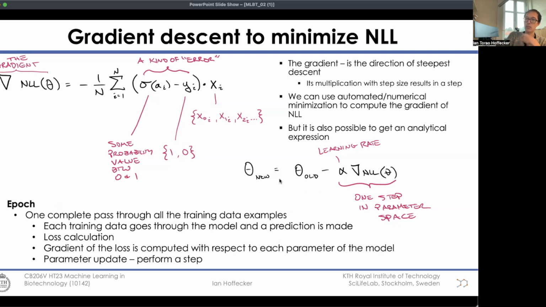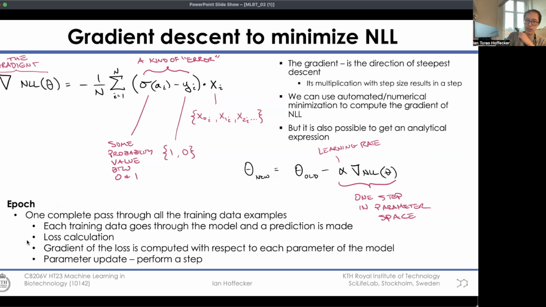So if we wanted to update our set of parameters, we would take the original set of parameters, a vector here of different weights, and we would subtract this vector here of steps in that space. So it might be a little bit in the x0 direction, a little more in the x1 direction, a little less in the x2 direction, and so forth. And we'll compute this directly by multiplying this step size or learning rate with the gradient.